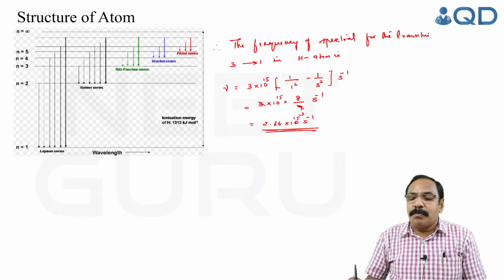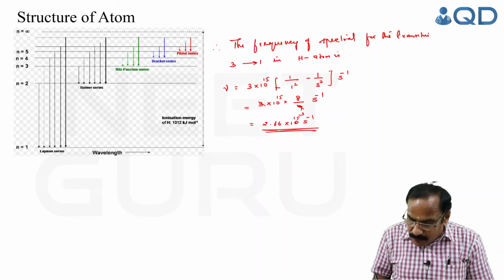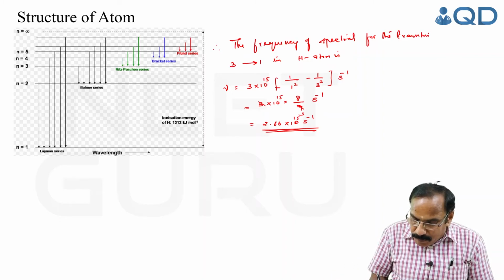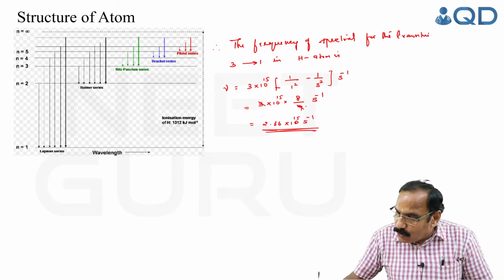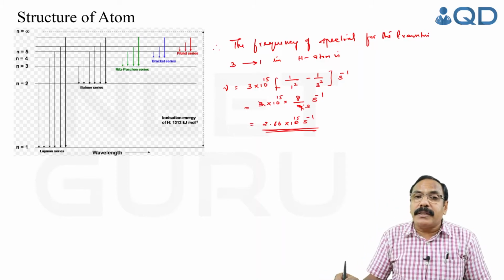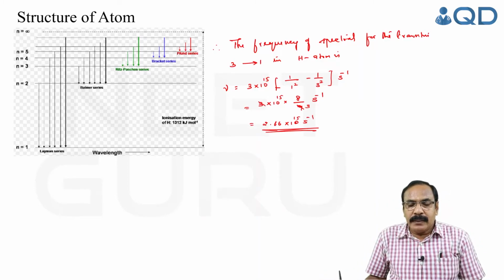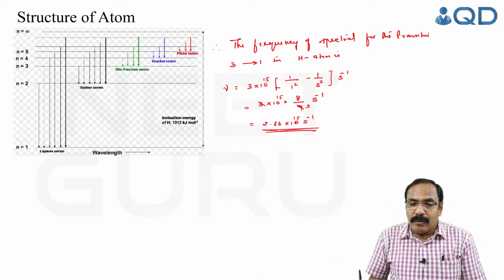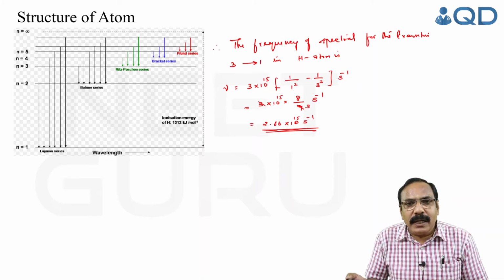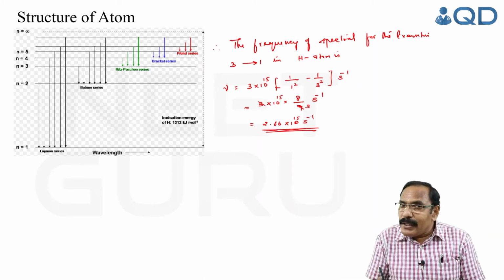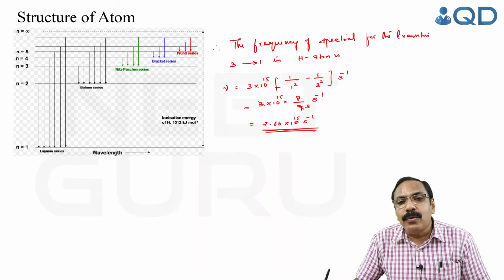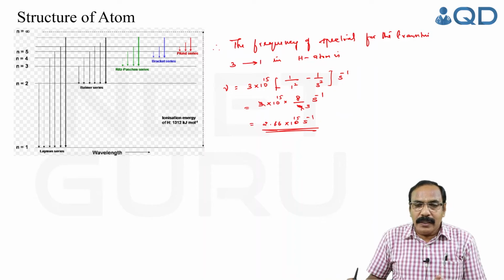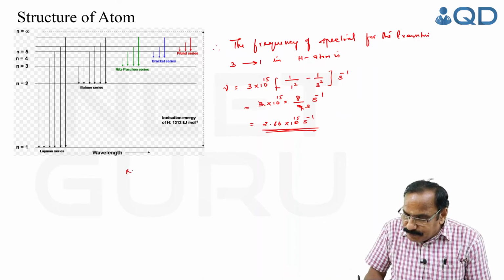Such problems are very frequently asked in competitive exams like NEET or JEE Mains, so you should be familiar with how to calculate. Suppose it is helium ion. Helium ion is hydrogen-like. The only difference is what? The Rydberg equation is the same, but the Z square value changes. So note.